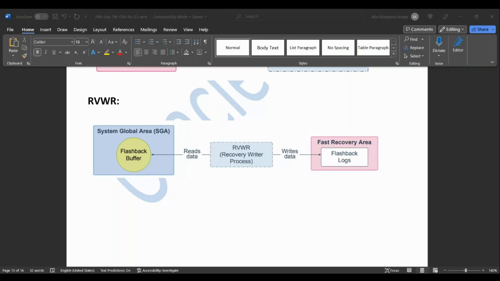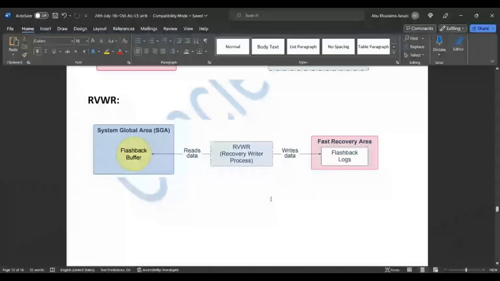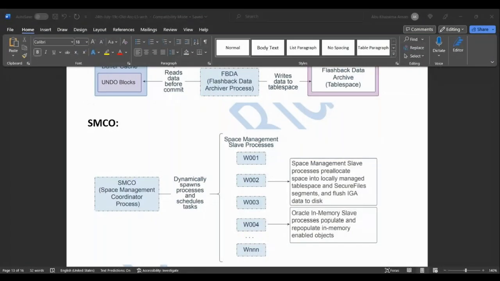Now another one is SMCO, the Space Management Coordinator process. This process also runs as a thread and as an operating system process. And this process does not do the actual work. It will spawn the slave process, that is Wnnn, which also runs as a thread and operating system process. So what it does is manage the space in your database. Whenever space allocation and space reclaim happen in your database, SMCO spawns slave processes to implement the task. So SMCO dynamically spawns these processes.